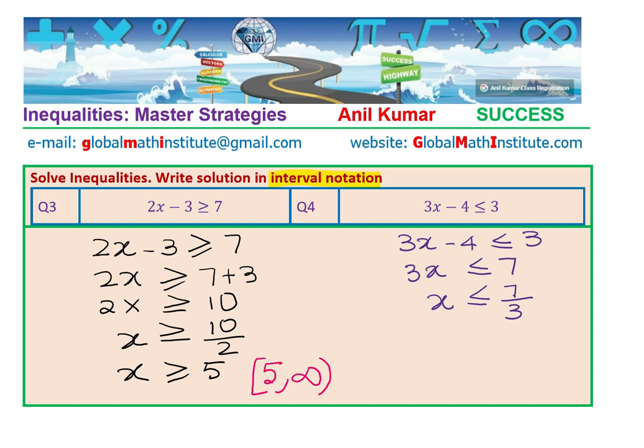How will you write this as a solution? So when it is less than equal to, 7 over 3 is included and all values below 7 over 3 are included. So we'll write this as from minus infinity to 7 over 3, where 7 over 3 is included. So this square bracket includes the value and the open bracket excludes that value. I hope this part is absolutely clear. Perfect. So now you understand less than, greater than, less than equal to, greater than equal to.